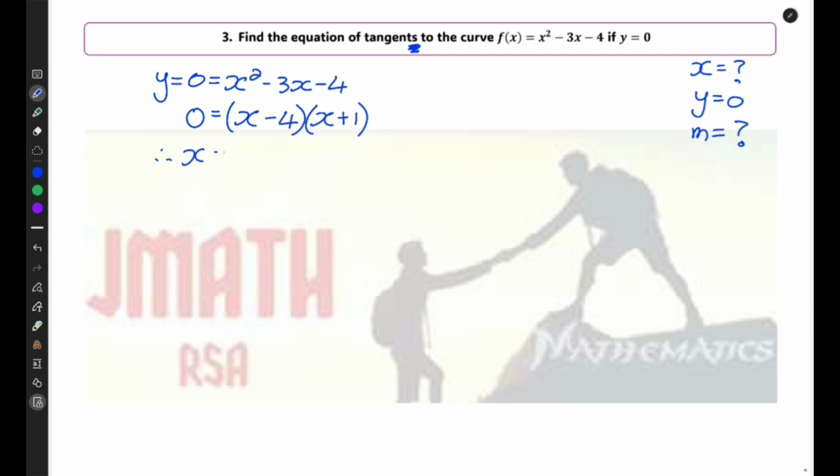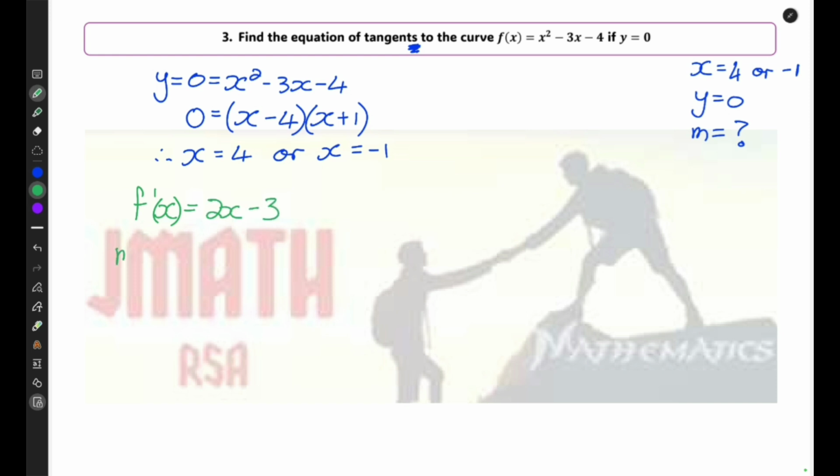So therefore x is equal to 4 or x is equal to minus 1. I can now update my list and say I have two x answers, and therefore I will have two separate gradients. And remember, I get the gradient by subbing it into the derivative of f. In this case, the derivative would be equal to 2x minus 3.